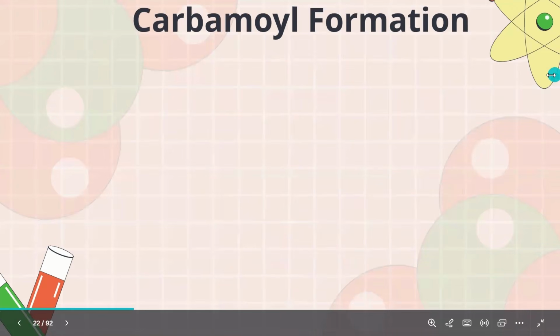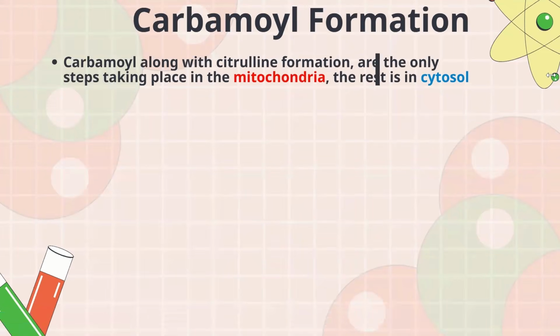Sorry about that. Now the next thing is our carbamoyl phosphate formation. Carbamoyl phosphate formation, for starters, takes along the citrulline formation, and there are only two steps taken in the mitochondria. The rest is in the cytosol. So carbamoyl phosphate and citrulline synthesis is all only in the mitochondria. And this is high yield, by the way. They're probably going to ask about this.